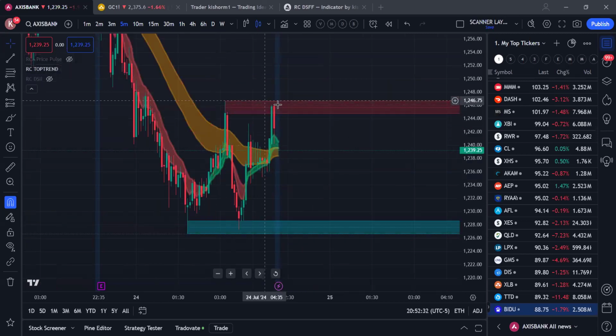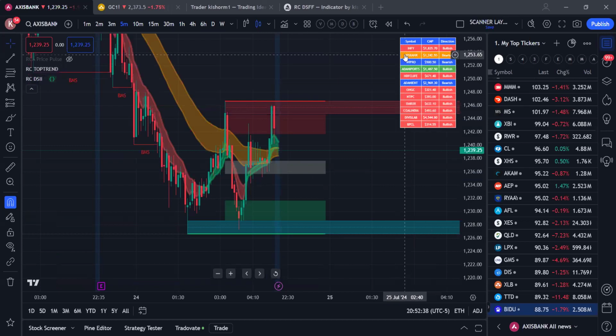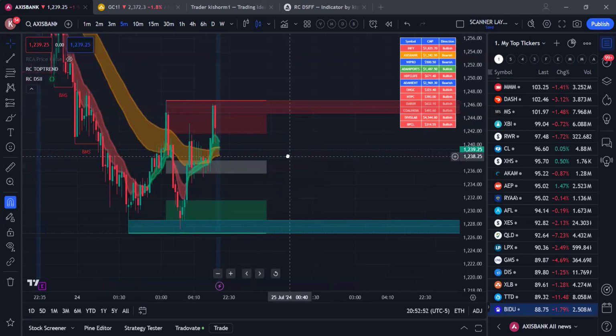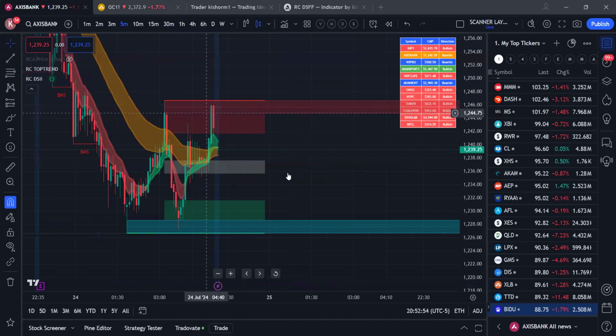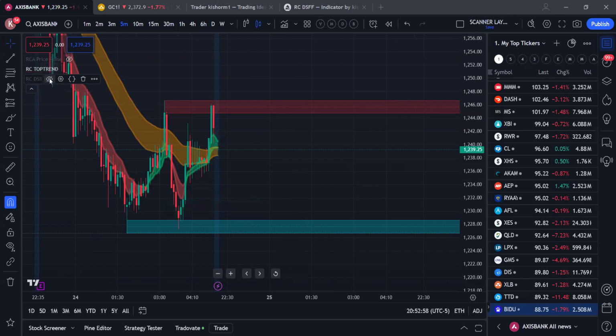Again, top trend, you have a strong resistance here. So your scanner gave you that it will go down. Your top trend is showing a strong resistance here. Your price pulse is showing a sell order block. So now you got confidence from all different algos, all different indicators. Now you can confidently open puts on Axis Bank. So like that, you can do.